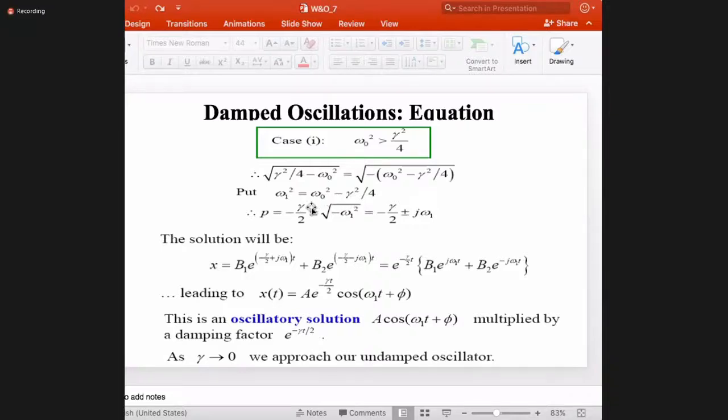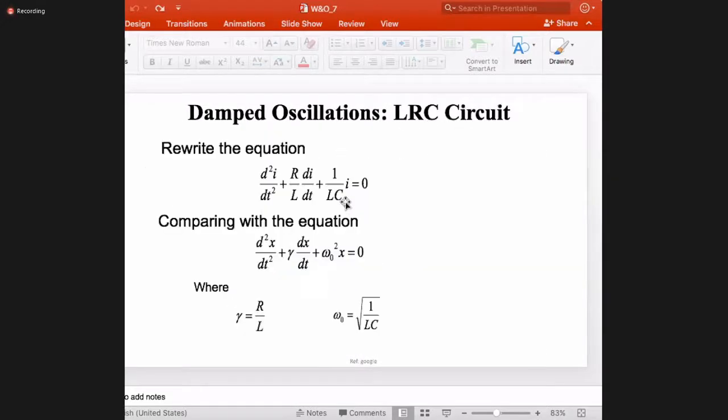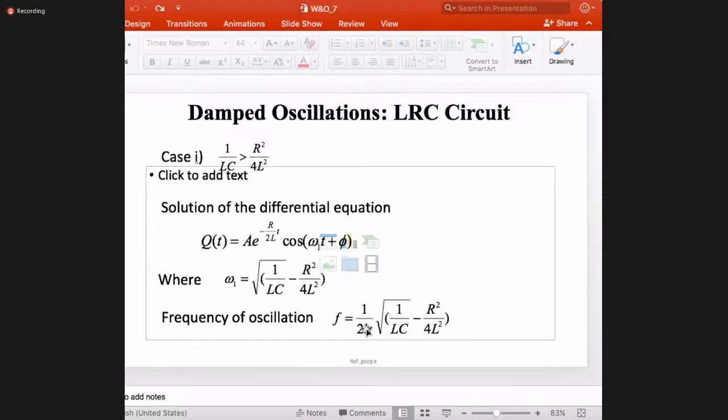Today, in the case of the LRC circuit, there is a specific value of omega and a specific value of gamma. As we already discussed, gamma is R by L and omega naught equals root over 1 by LC. So if you put these values in omega 1, that is omega naught square minus gamma square by 4, then you can find the value of omega 1. I think you understand still?